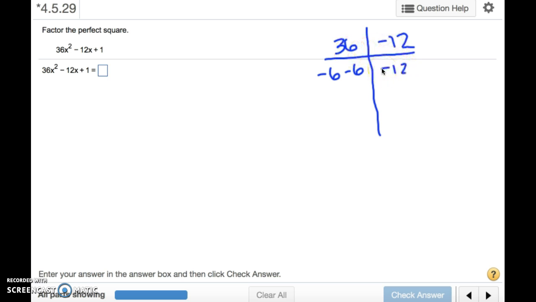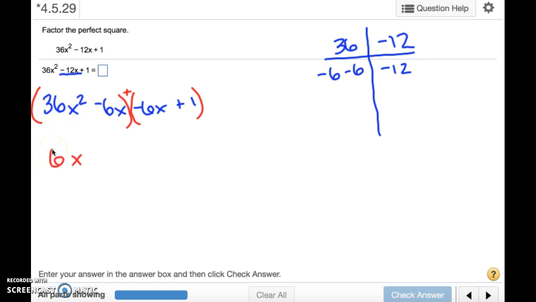So I'm going to bring down my 36x squared, and I'm going to break up this minus 12x into minus 6x and minus 6x from over here, and then bring down my plus 1. Now I can group it. And again, that second minus sign here has to go in with the 6x. And these both have 6x in common.